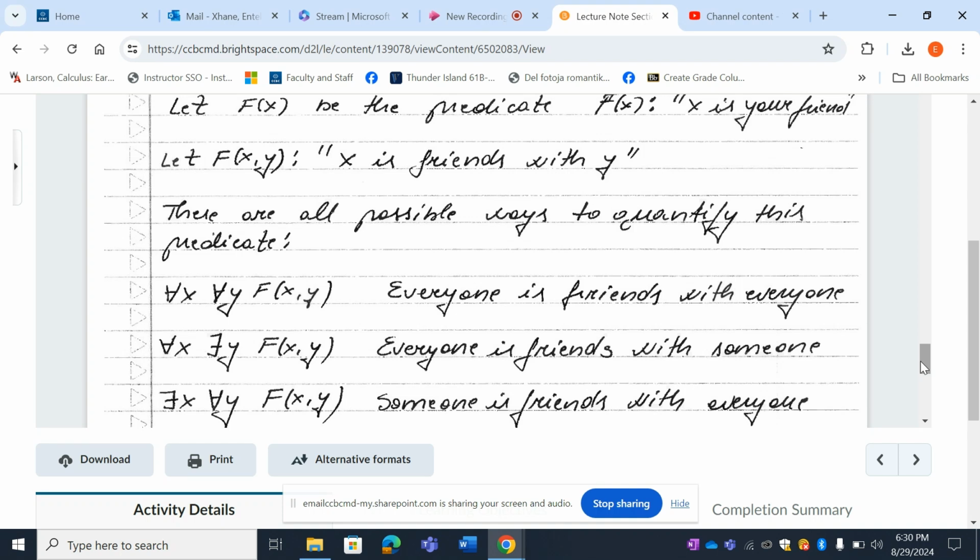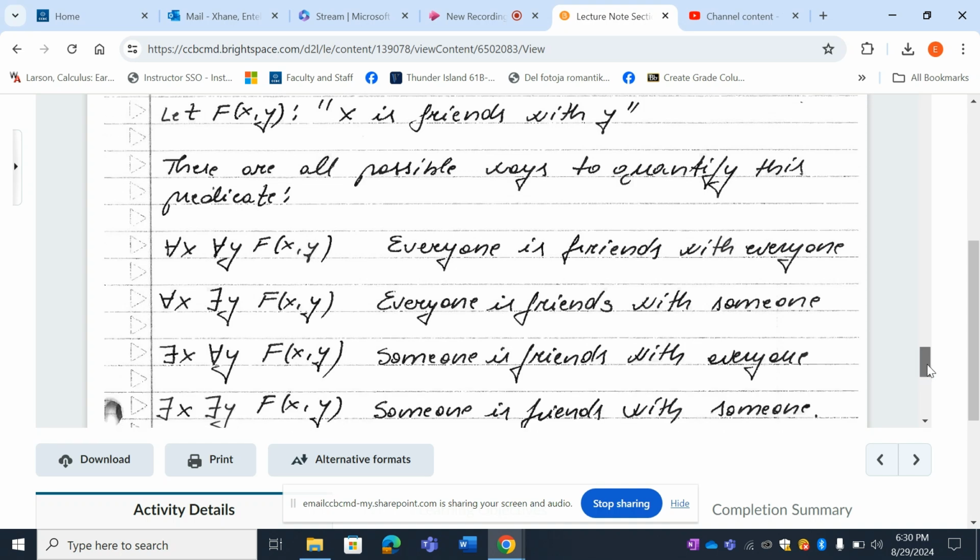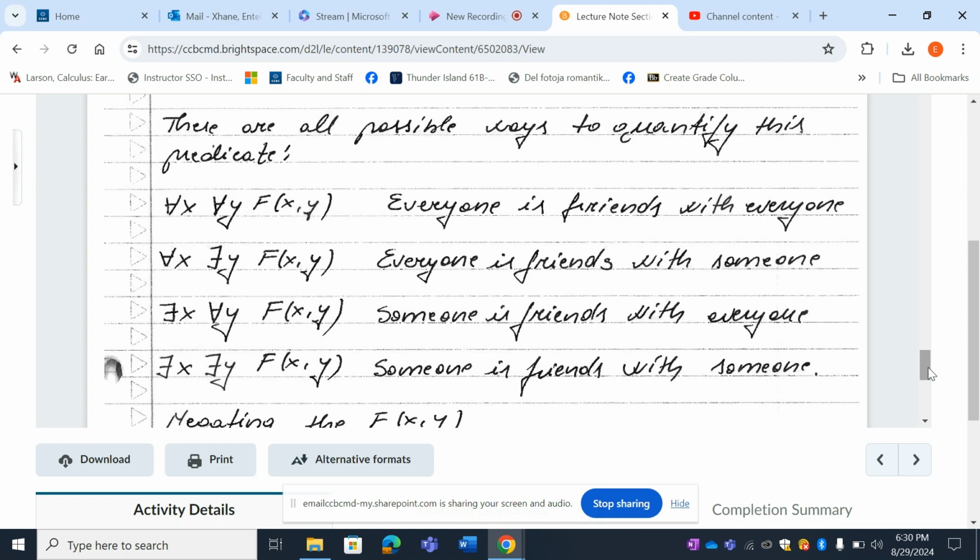So for every x, for every y, f of x y, which means everyone is friend with everyone. Now, for every x, so I'm taking all x's, there exists y. So for each x, I will be able to find a friend y. So everyone is friends with someone. Now, there exists an x for all y. That means someone is friend with everyone. And then we end up with there exists an x, there exists a y, f of x y, which means someone is friend with someone. So this is more likely a one-to-one scenario.